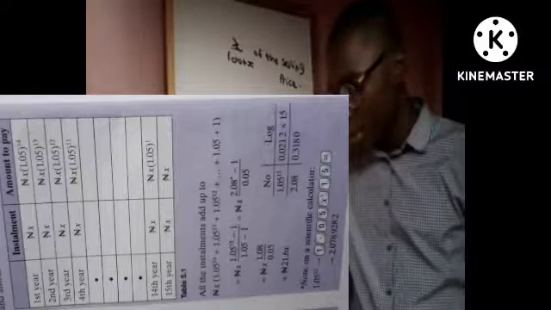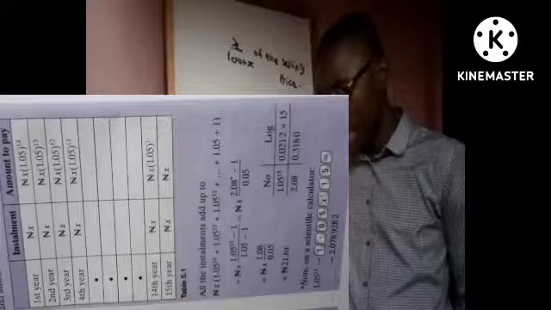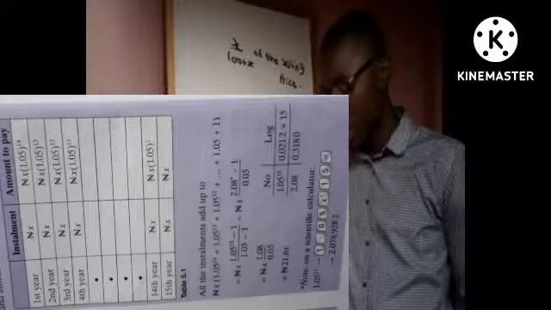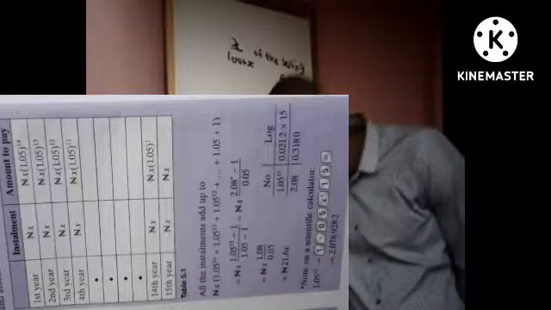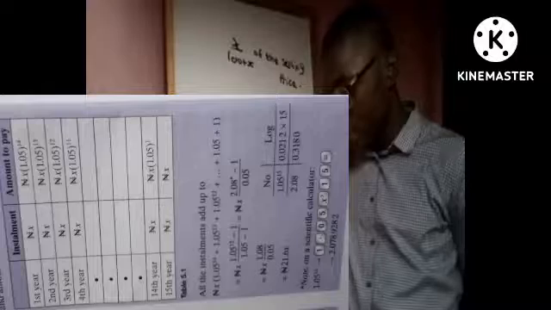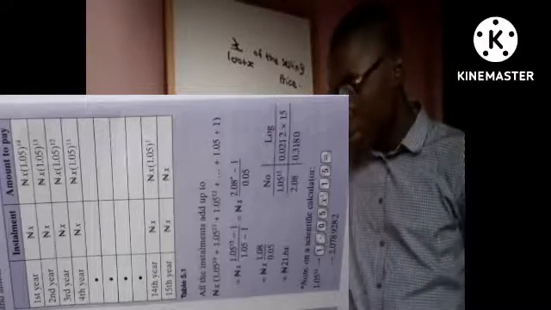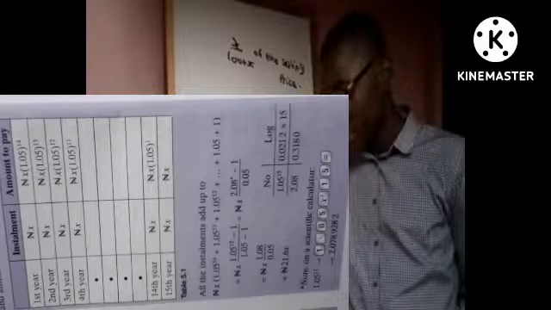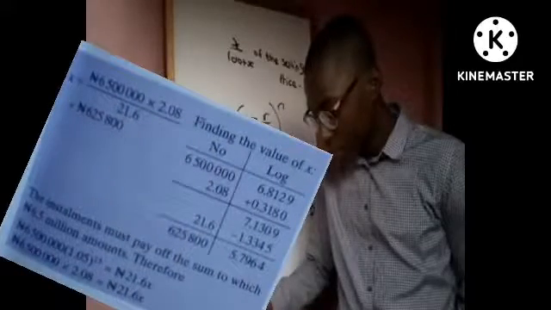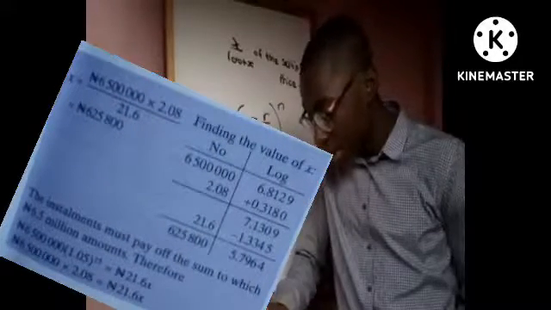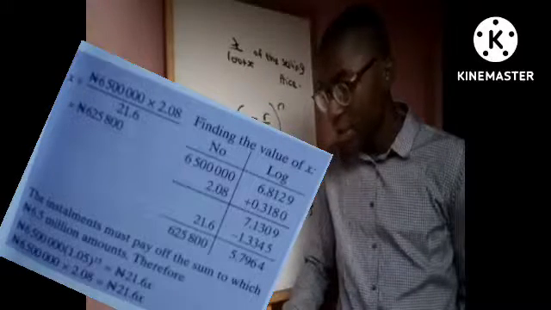And then when we are looking for the sum of that progression, we calculate the sum of the progression, and we get X times (2.08 minus 1) over 0.05. So when we calculate everything, we have 21.6X. So that will be what it will amount to. And then this 21.6X will equal 6.5 million.